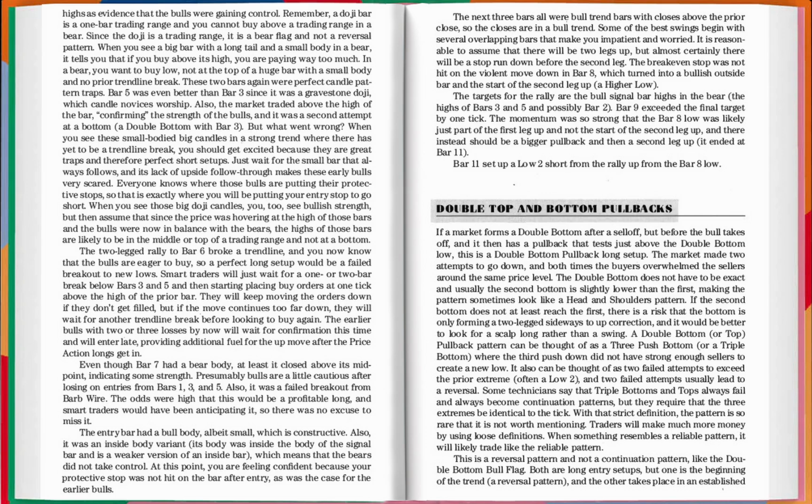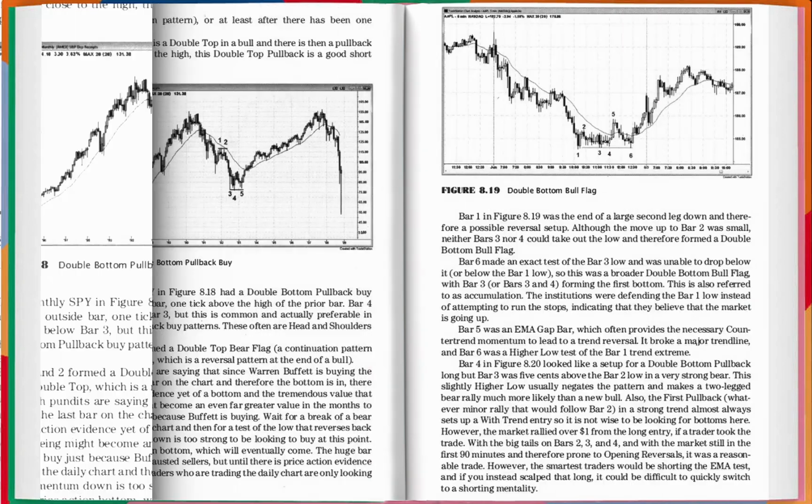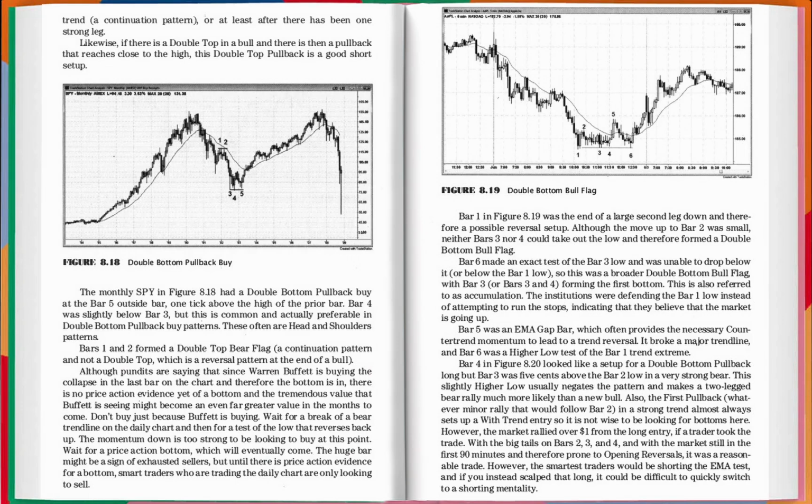Both are long entry setups, but one is the beginning of the trend, a reversal pattern, and the other takes place in an established trend, a continuation pattern, or at least after there has been one strong leg. Likewise, if there is a double top in a bull, and there is then a pullback that reaches close to the high, this double top pullback is a good short setup. The monthly SPY in figure 8.18 had a double bottom pullback buy at the bar 5 outside bar, 1 tick above the high of the prior bar.